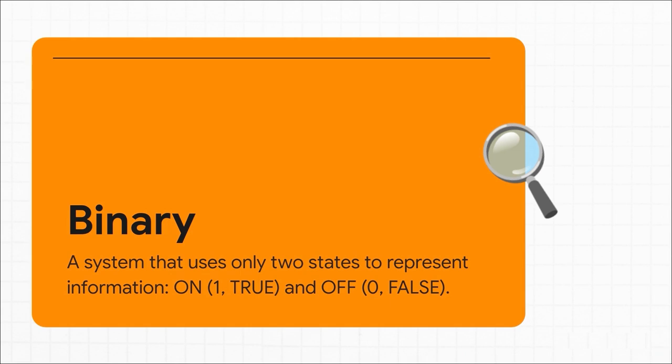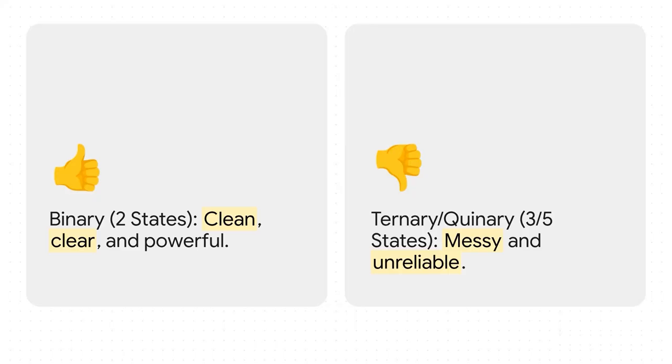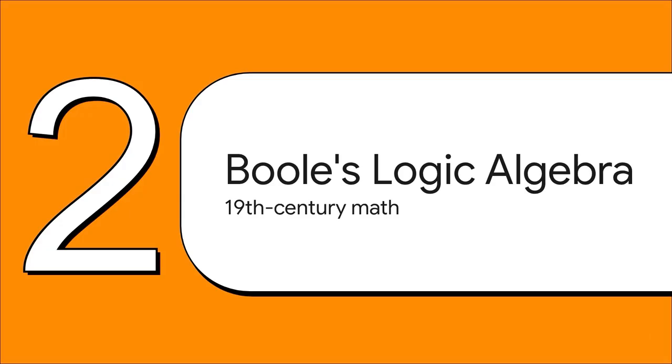This simple two-state system is the bedrock for literally everything a computer does, from showing text on a screen to playing your favorite song. You might be thinking, okay, but why just two states? Why not 3 or 5? And that's a great question. Believe it or not, some of the very first computing machines tried to use more states, systems called ternary with 3 states or even quinary with 5. But it just got, well, messy. It was way more complex and way less reliable. Binary, with its simple, clean, is it on or is it off question, just worked. It was clear, powerful, and, as it turns out, there was a whole system of math just sitting there waiting for it. And that brings us to section 2.